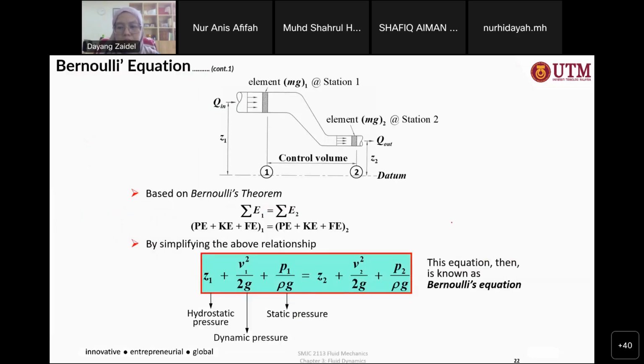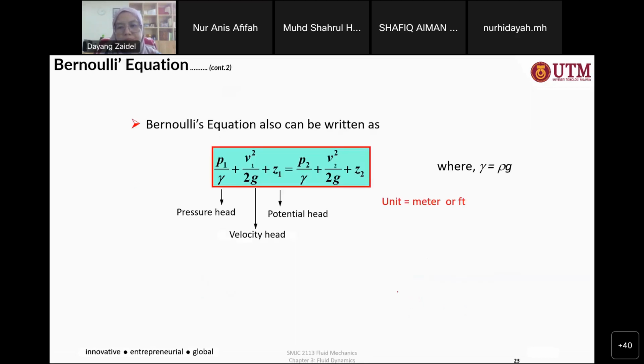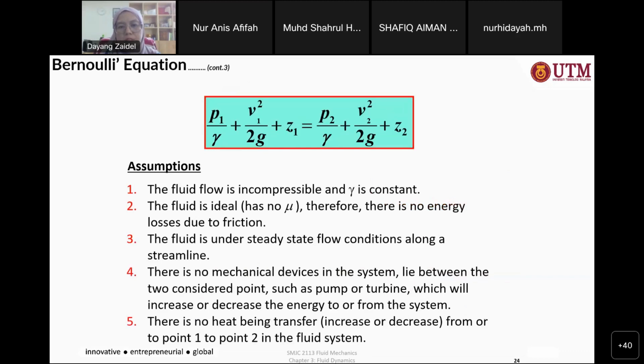Because the Bernoulli equation can be written in 3 forms. So these are called the head terms, where this is the hydrostatic pressure and this is the dynamic pressure, because it involves velocity. This is a static pressure, it's not moving. So this is the Bernoulli equation between 2 points, between point 1 and point 2. So this unit is meter.